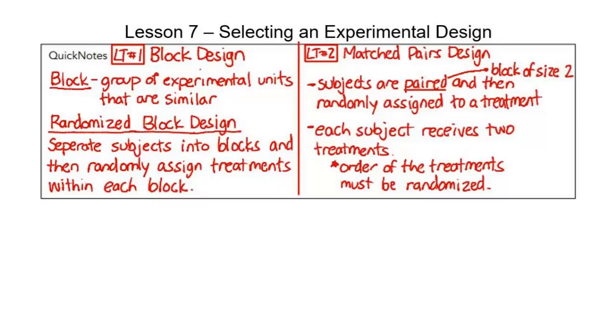Does that make sense? So matched pairs, we can either match 2 people or 2 items together, or we can match a person with themselves, and they will experience both of the treatment conditions.